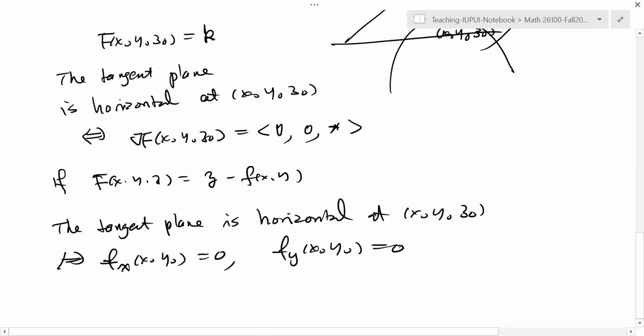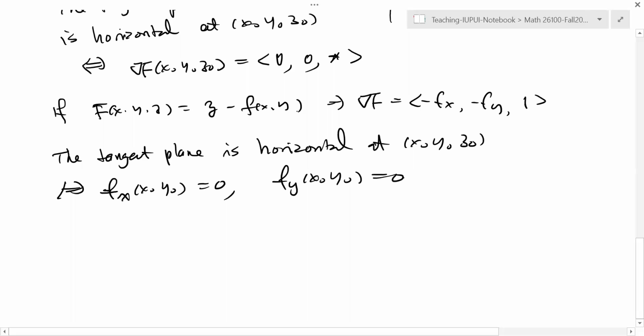So, you can calculate the gradient, right? The gradient of F will be the negative partial derivative with respect to x, the negative partial derivative with respect to y, and 1. So that's why the first two components must be 0. So that's it.